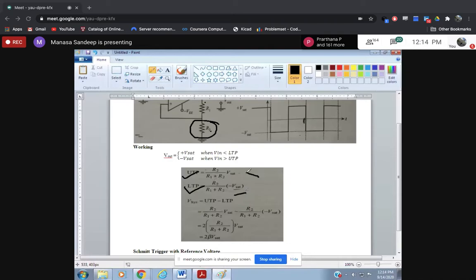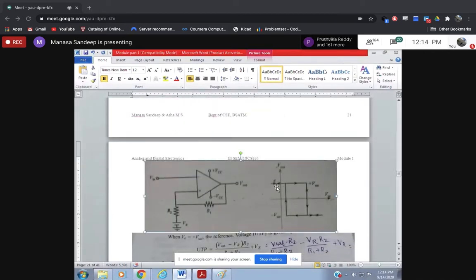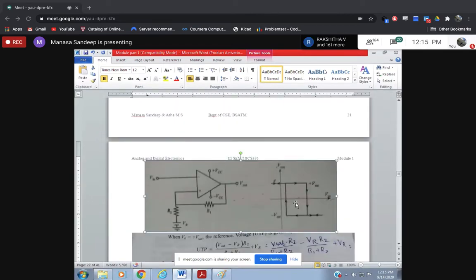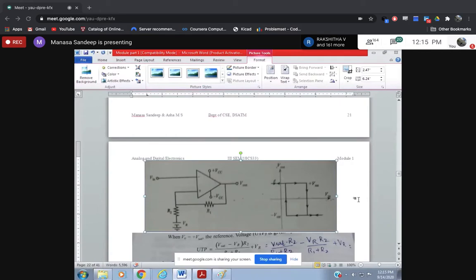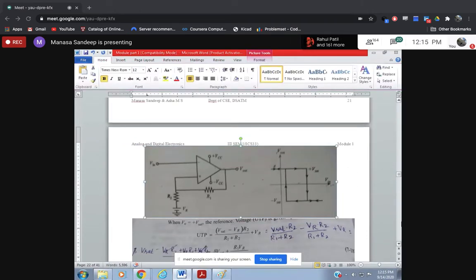You can calculate the difference between these two, UTP minus LTP. The difference between UTP and LTP is called hysteresis. So what is this hysteresis? It will give you the summarized picture. I think I have not given the hysteresis of this one. On the right side, the diagram that you are seeing is the hysteresis. Let me write the hysteresis for this one. They have not given it, that's why I have not written it. Okay, so this is called the hysteresis.